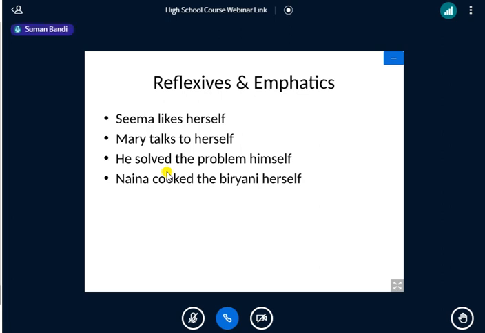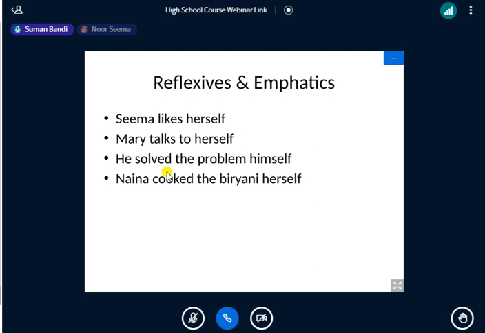What do you mean by emphasize? To give stress. Give importance, to highlight. More importance. Right? Yes, more importance. So, emphatic pronoun is used to provide emphasis, to make the subject emphatic. Emphatic is an adjective. When you say emphatic, it is an adjective.